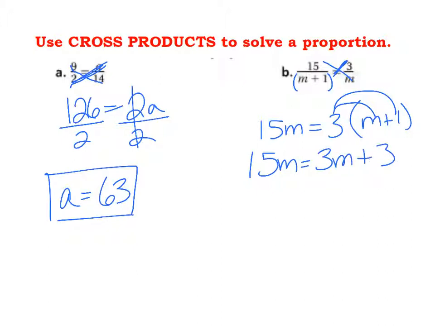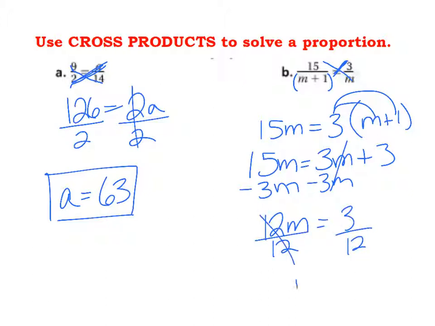And now we just go through and we solve. So I'm going to move my 3m over here to the other side. 12m equals 3. Divide by 12. Be careful here. It's not 4. It's actually 1/4 is what that would reduce to.